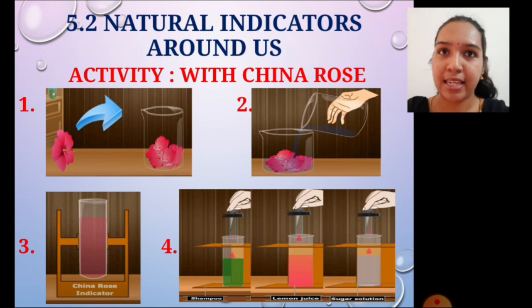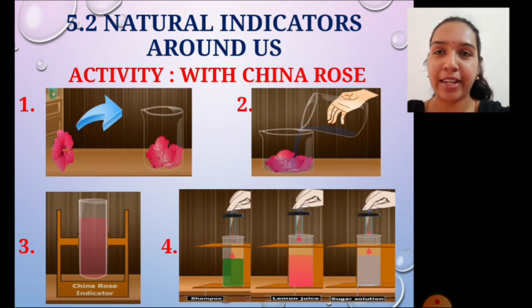Here you can see 5 drops of China rose indicator is added to shampoo in one test tube, 5 drops added to lemon juice in the second test tube, and 5 drops are added to sugar solution in the third test tube. See the color changes in each test tube shown in the images here. Green, pink and no color change.